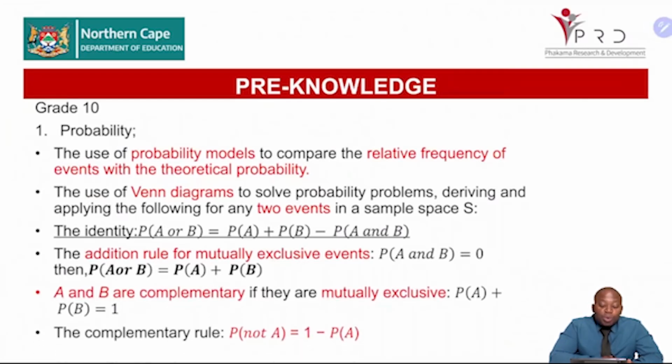And we are also going to look at the complementary rule. With a complementary rule, we are talking about the complement of a particular event. When I say I'm looking for the complement of A, we are looking at the probability of A not occurring.